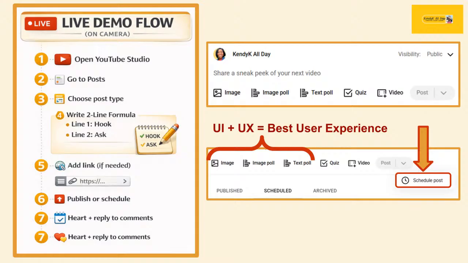And the YouTube supercomputers will be following the engagement from those posts, getting more positive signals, high performing posts like image posts, image polls, and text polls. Those are the ones we should be using.